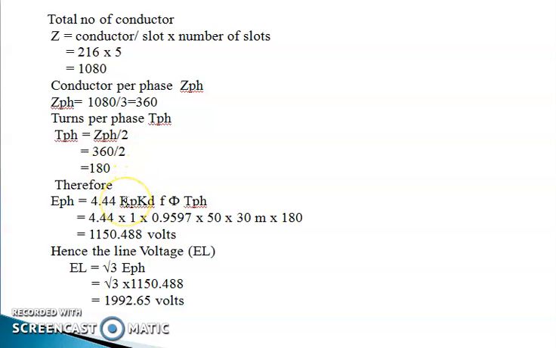Therefore, the EMF induced is 4.44 Kp Kd f phi T. By substituting all the values given or calculated, we calculated the phase voltage. We know the relation between line voltage and phase voltage: line voltage is equal to root 3 times the phase voltage. So EL is equal to root 3 into 1150.4, and the line voltage is 1992.6 volts. This is what the overall problem is.